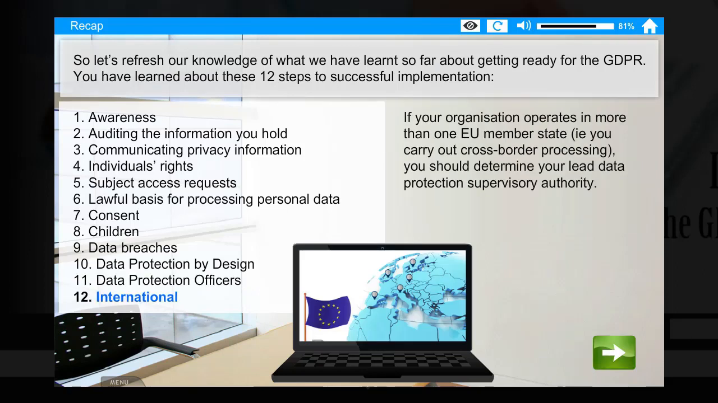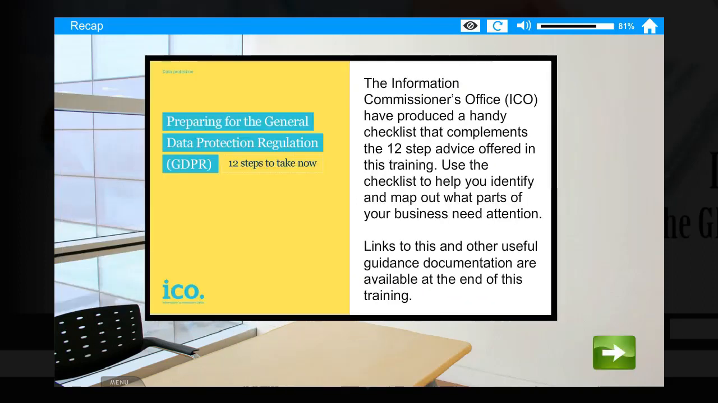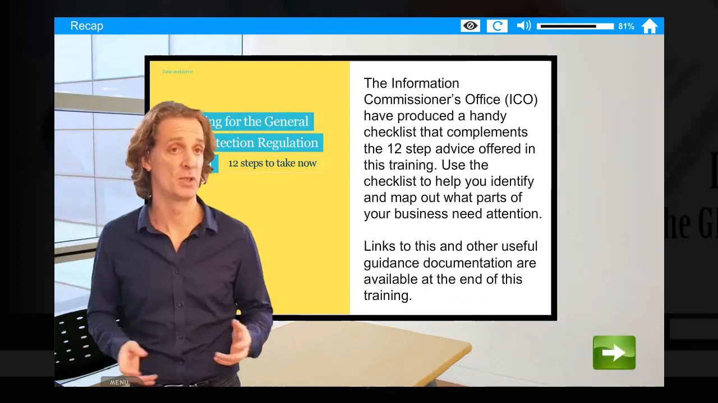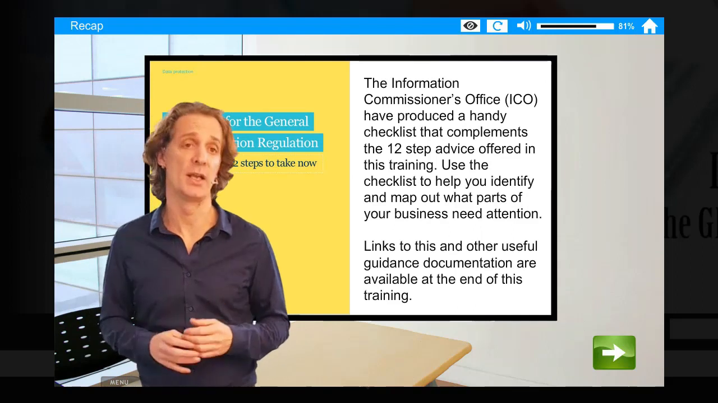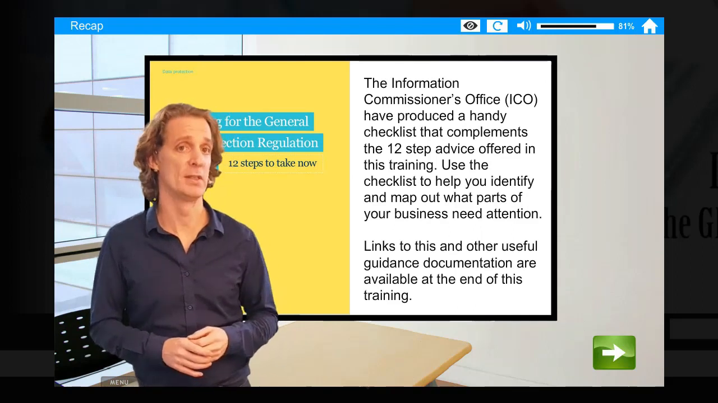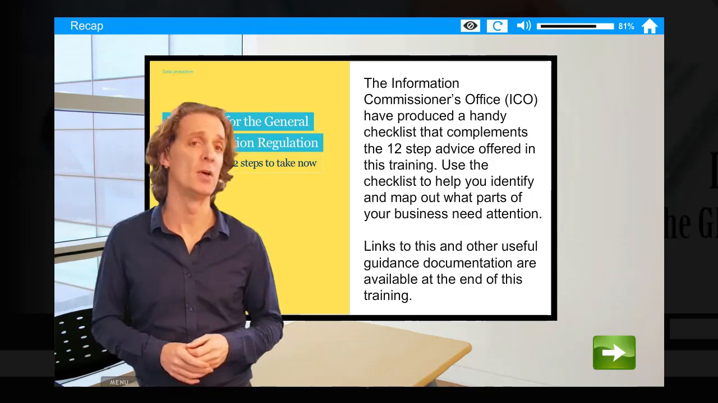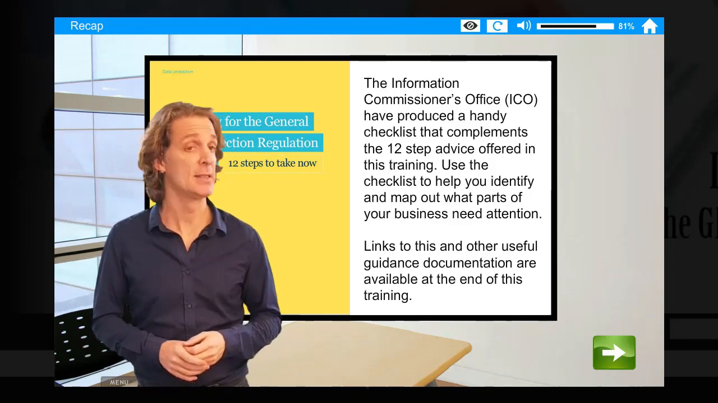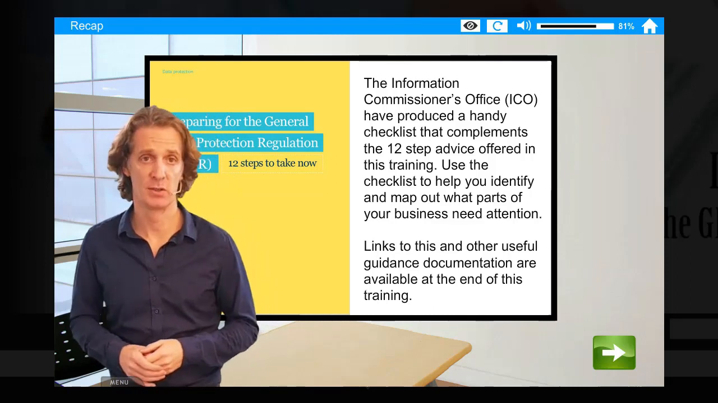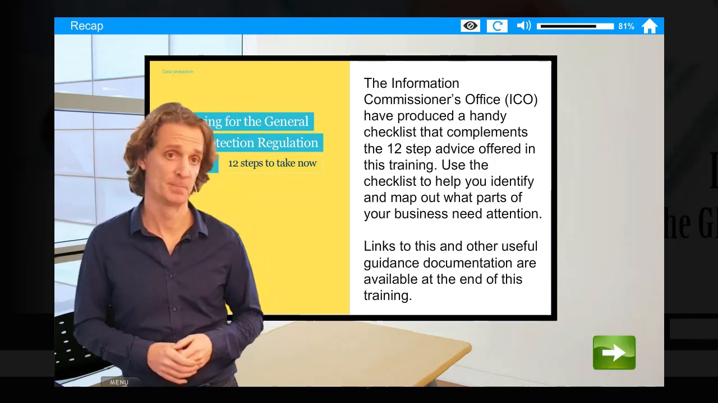Step 12. International. If your organisation operates in more than one EU member state, i.e. you carry out cross-border processing, you should determine your lead data protection supervisory authority. The Information Commissioner's Office, or ICO, have produced a handy checklist that complements the 12-step advice offered in this training. Use the checklist to help you identify and map out what parts of your business need attention. Links to this and other useful guidance documentation are available at the end of the training.